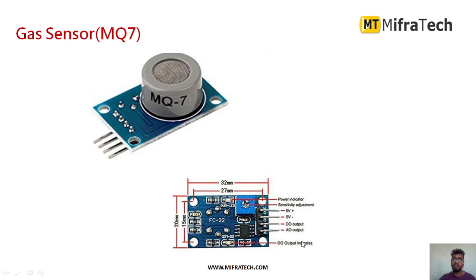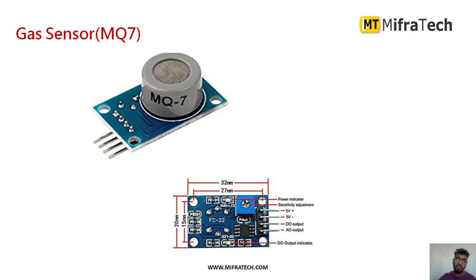Then it gives the detected gas values as output in both analog and digital format. So we have D out and A out, as you can see. And there is a potentiometer, which you can turn to adjust the sensitivity of the gas sensor.